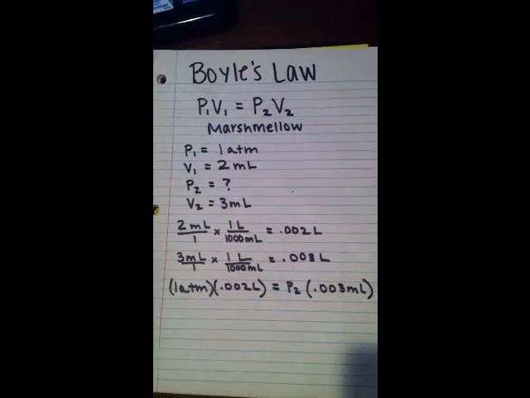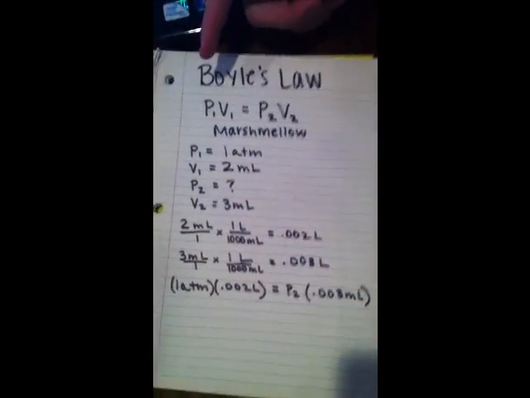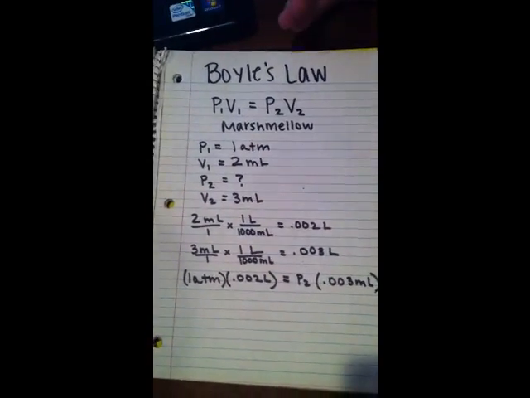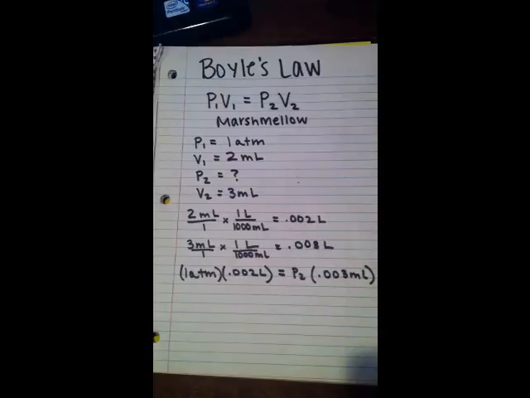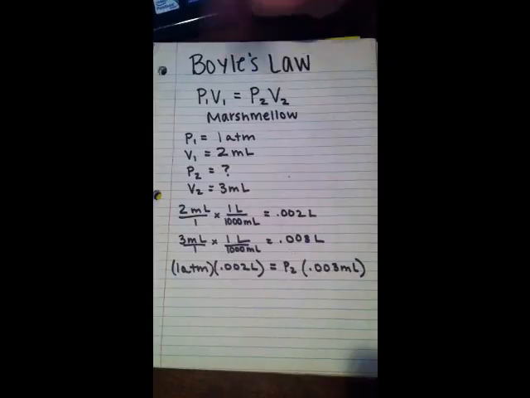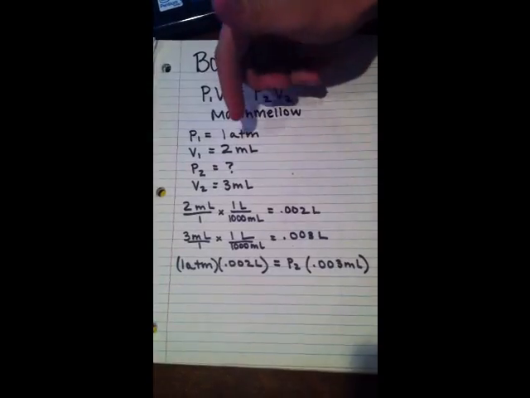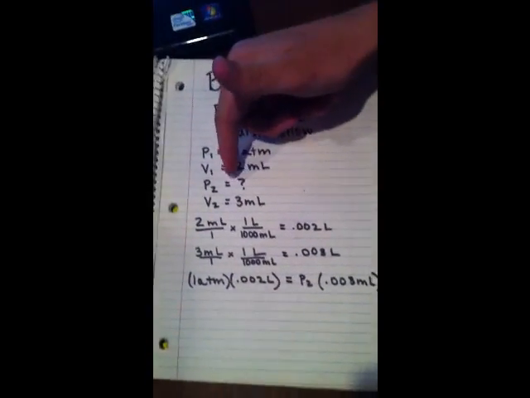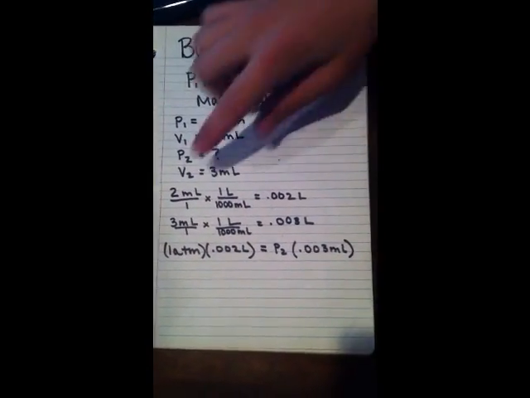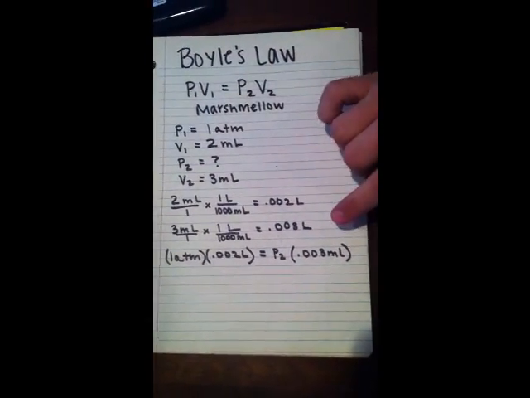Okay, so we have set up our Boyle's law equations, and the equation is P1 times V1 equals P2 times V2. Now our experiment was a marshmallow in a syringe, expanding and contracting it. Here we have set up our information. We have our first pressure and our first volume, 1 atm and 2 milliliters. We're going to find out our final pressure, and then we have our final volume. Now we have to do the conversions from milliliters. So we have 2 milliliters, and we convert that to 0.002 liters, and 3 milliliters into 0.003 liters.